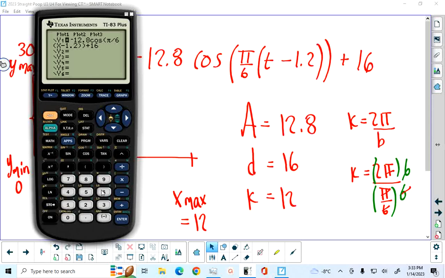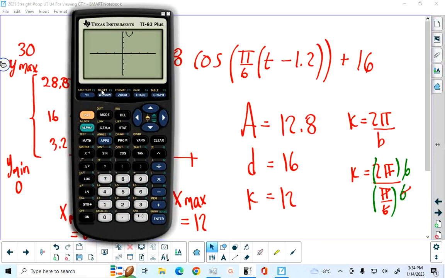So if I were to go graph right now, I may not see anything that's useful. Now, I kind of lucked out here because I happen to have some window settings that are appropriate. If I would have gone zoom 6, which is standard, I get something which is maybe useful but not really appropriate. By the way, if I go zoom trig, I might not see anything. I don't know. Well, there's a little bit of it.